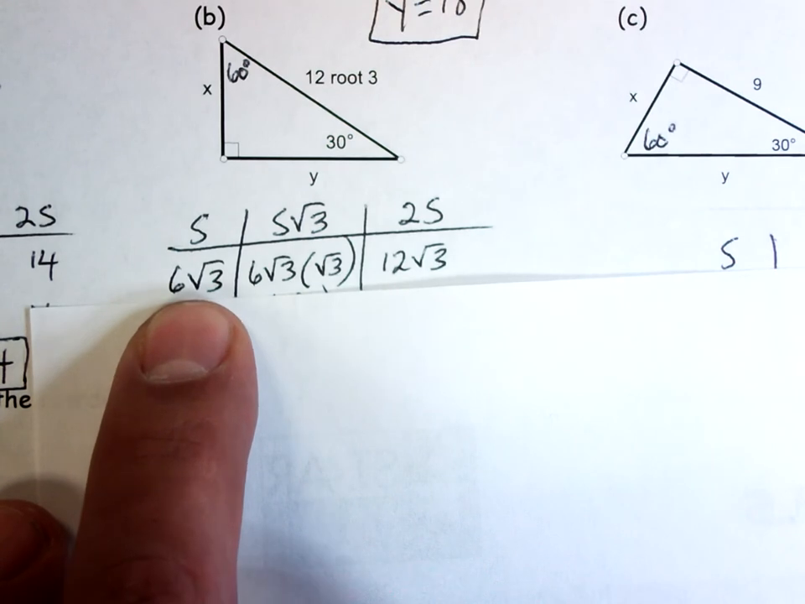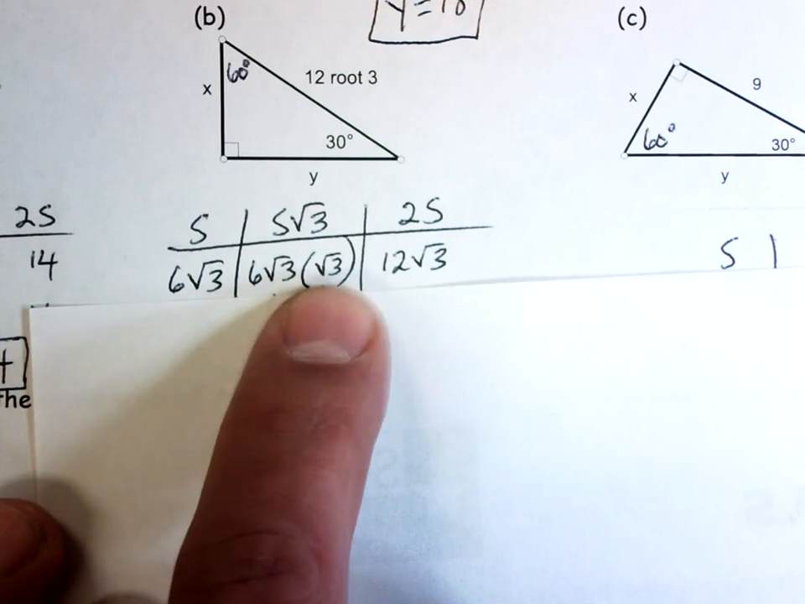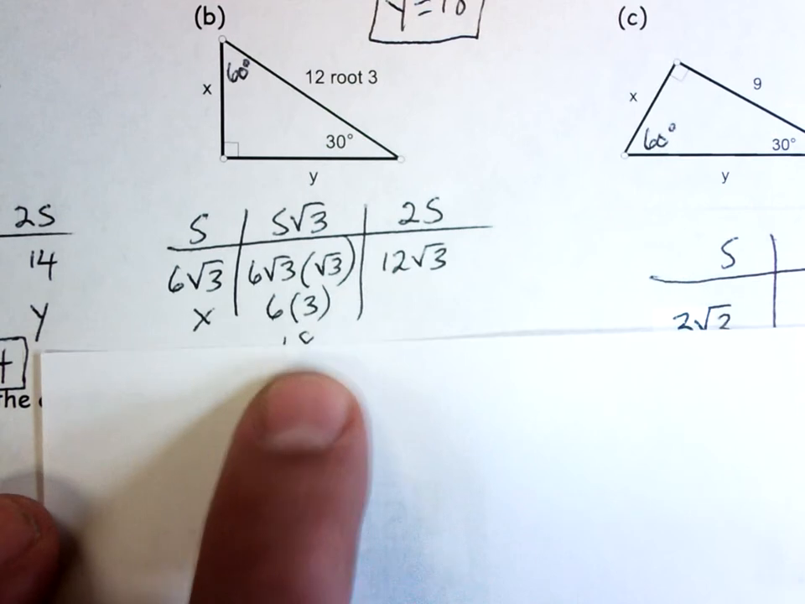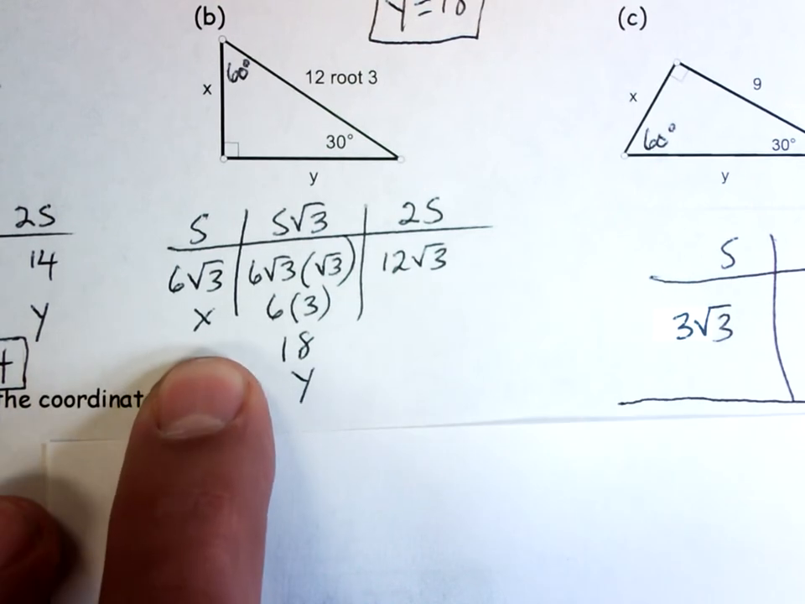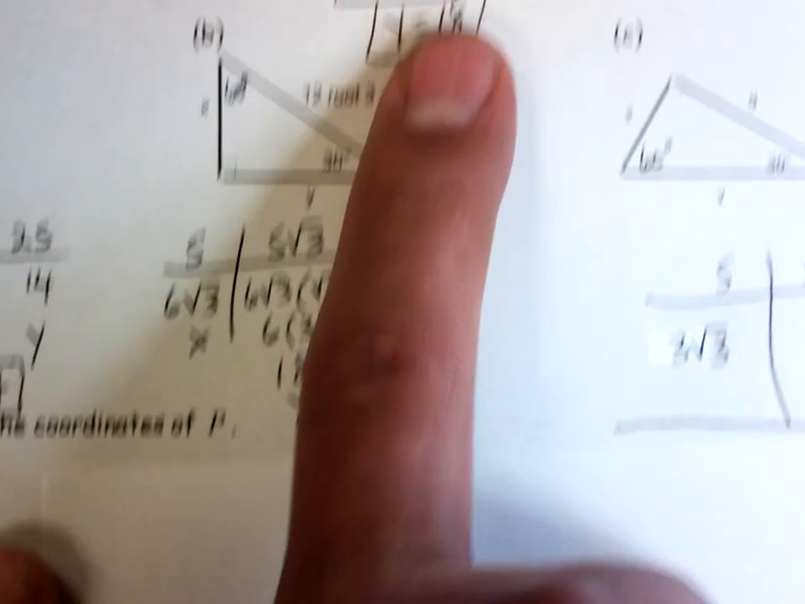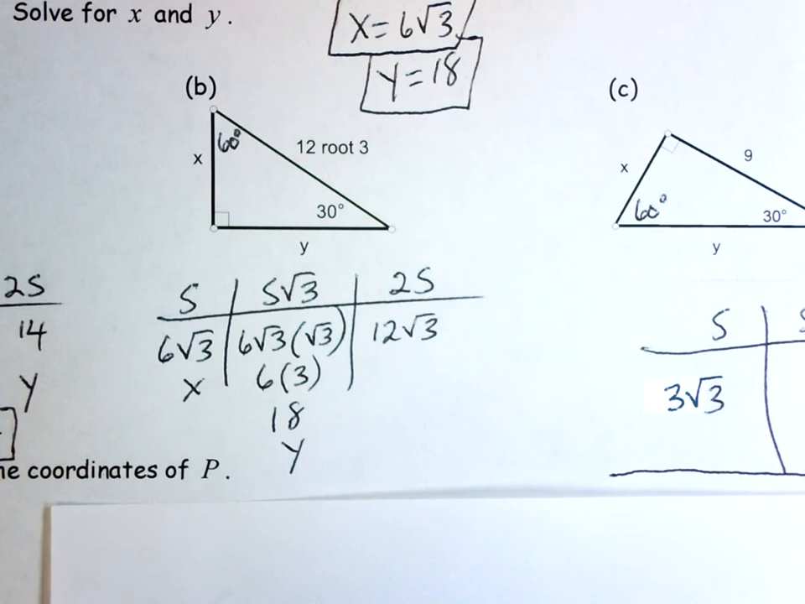To get my long side, I take my short side, multiply it by root 3. Root 3 times root 3 is root 9. Root 9 is 3. 6 times 3 is 18. So my x is 6 root 3, and my y is 18. That is my answer.